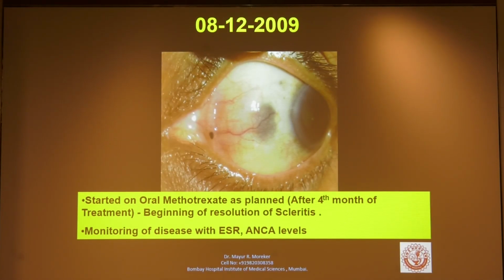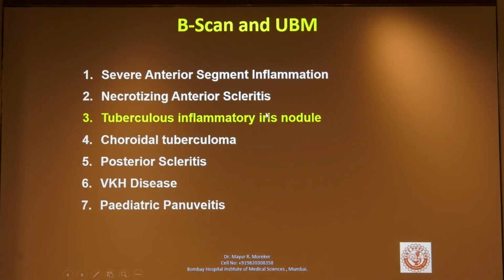This is the same patient on oral methotrexate. This is the picture at 4 months of treatment showing the resolution of the scleritis. This is the area of scleral thinning. Although the eye is inactive, you can see the scleral thinning now. The disease was monitored then using ESR and ANCA levels. This is the third case scenario, that of tuberculous inflammatory iris nodule.